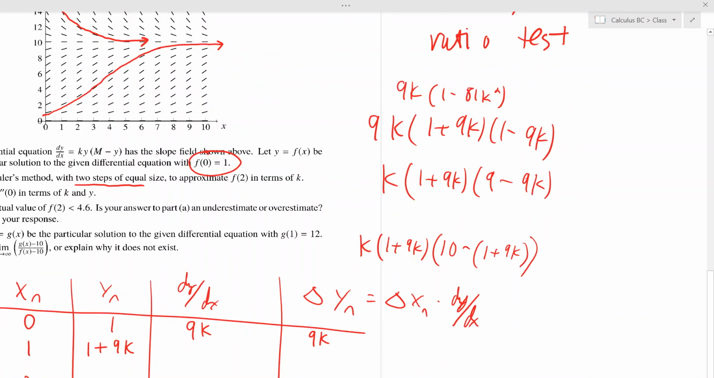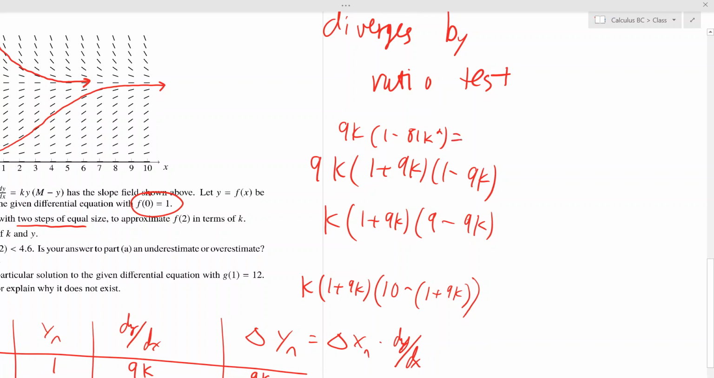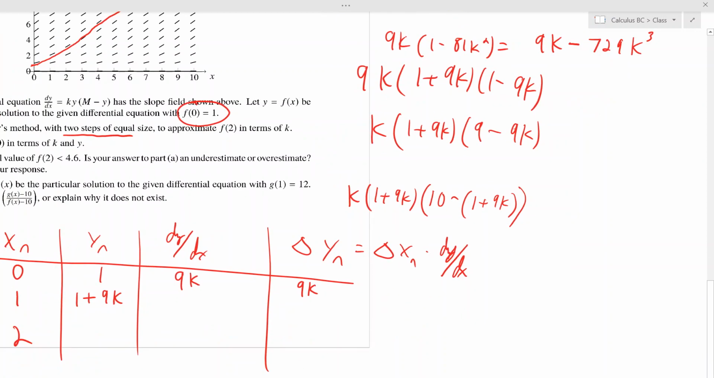Do they want us to actually write this out? This seems like a little much. Am I messing this up? You guys see anything here? That's 9k minus 729k cubed. Whoa. Okay, so that's what the derivative is there: 9k minus 729k cubed, which means the change in y is that number again because delta x is 1.